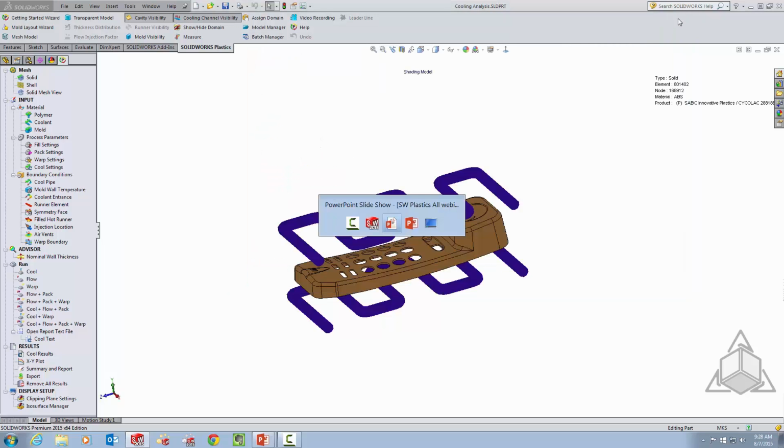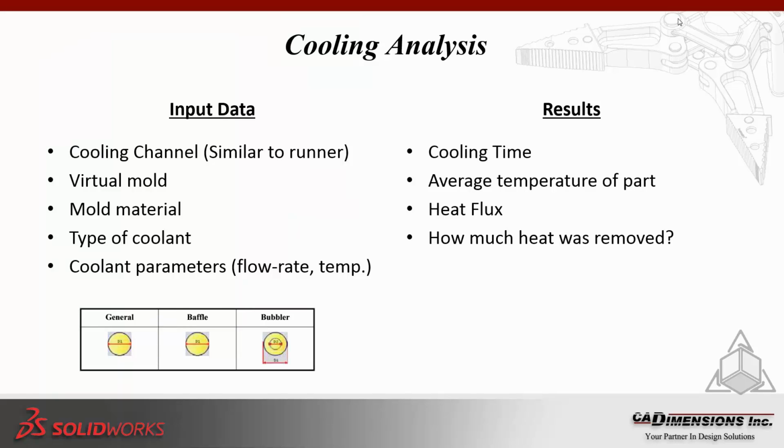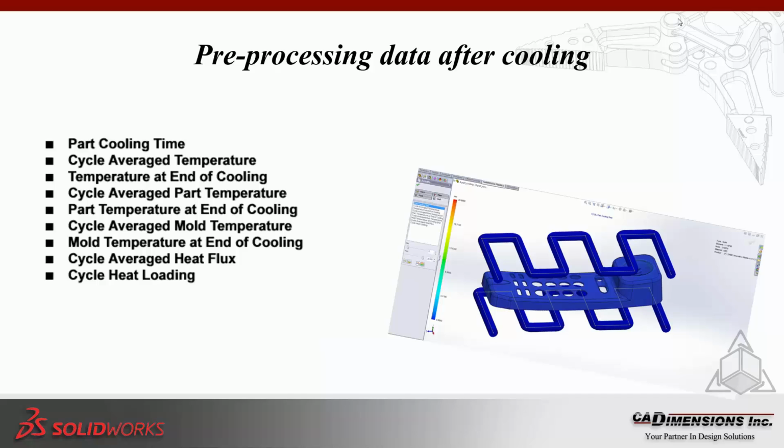All right, so that kind of wraps up what I wanted to show you within SolidWorks today. So here is a list of pre-processing data that we can get in cooling. So part cooling time, cycle average temperature, it's all here.